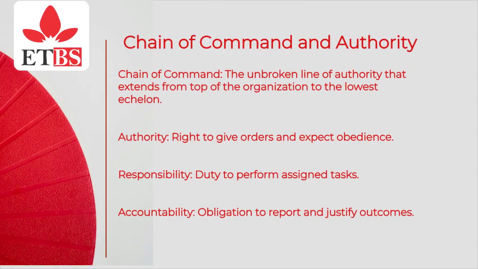Chain of command and authority. Chain of command, the unbroken line of authority that extends from top of the organization to the lowest echelon. Authority, right to give orders and expect obedience. Responsibility, duty to perform assigned tasks. Accountability, obligation to report and justify outcomes. Maintaining a clear chain of command helps prevent confusion and ensures that tasks are carried out effectively.